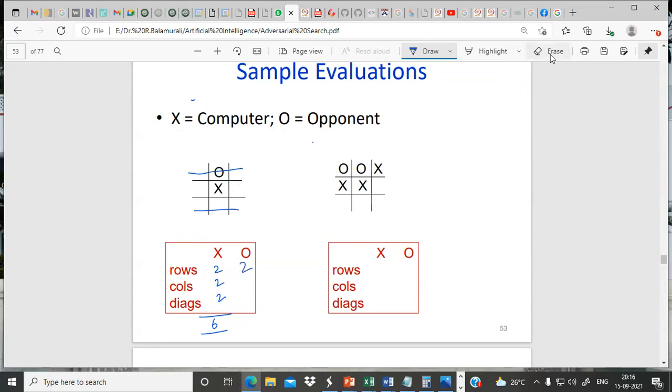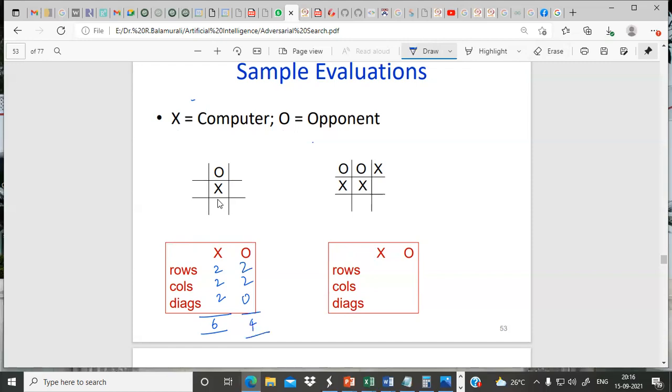In which column can the opponent score? The opponent can score in this column and this column. The middle column, again, is not possible. So it is 2. In which diagonal can the opponent score? The opponent cannot score in any diagonal. There is no chance for the opponent to win in any diagonal given this board position. So it is 0. So the opponent's evaluation score is 4.